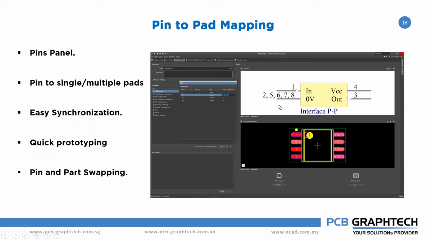Okay, it can be easily synchronized to your PCB. When you do the cross probing and select a particular pin, it will automatically link to that particular pad on the PCB. You are using only one pin, but it will automatically link to all the pads in the PCB when you do the cross probing. Also, it is very easy to identify and do the pin and part swapping.